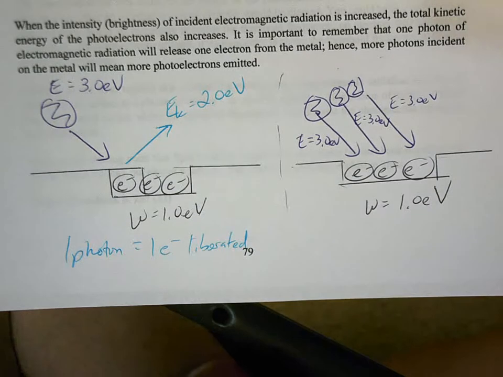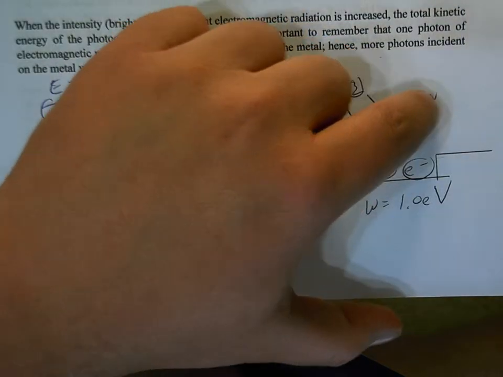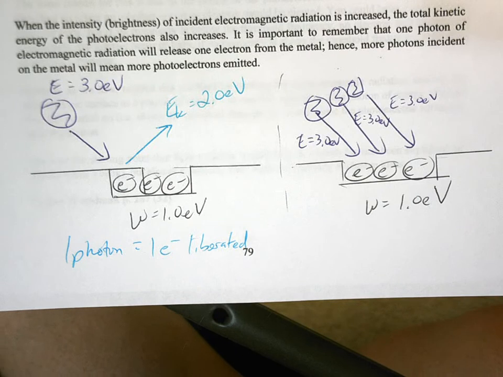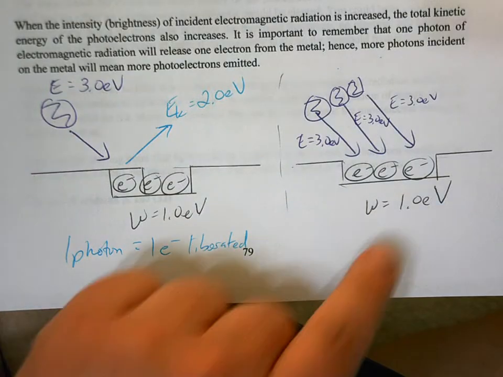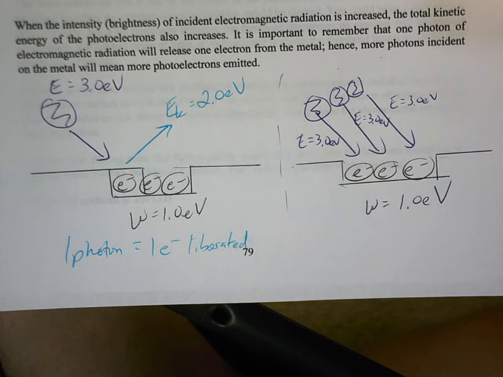Now, what the classical perspective would say is if we had 3 of those photons coming in, they have a total energy of 9 electron volts. They are going to liberate 1 electron. After paying the work function, we're going to have 1 electron emitted with 8 electron volts of energy. That would be a great way to think about it based on classical physics. That's not what was observed.